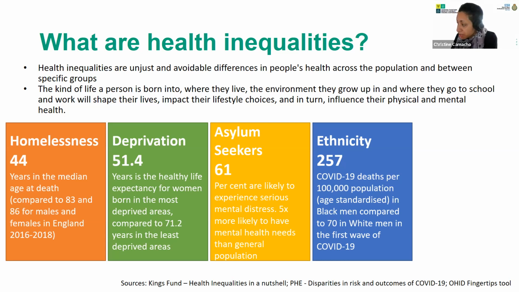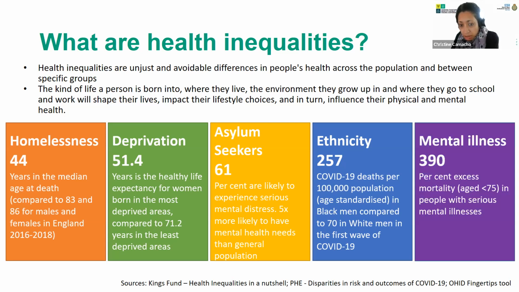And if we think about mental ill health, people with a serious mental illness are more than 3 times as likely to die young than those without a serious mental illness. So those are just examples of some of the health inequalities that we know about.